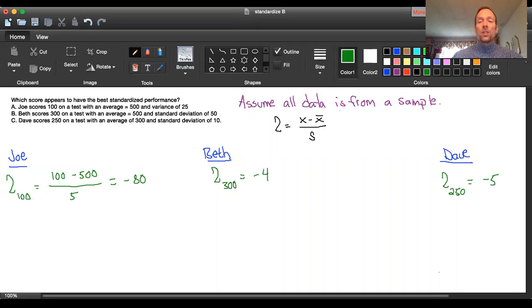The answer is, when you see a negative, I want you to think of money. That's why I wrote in green on this one. Just say, would I rather owe somebody $80? Would I rather owe somebody $4, or would I rather owe somebody $5? Now the answer is a little bit more apparent. Most people probably wouldn't want to owe anybody any money. So the answer is that Beth actually did the best, and we'll talk about why.